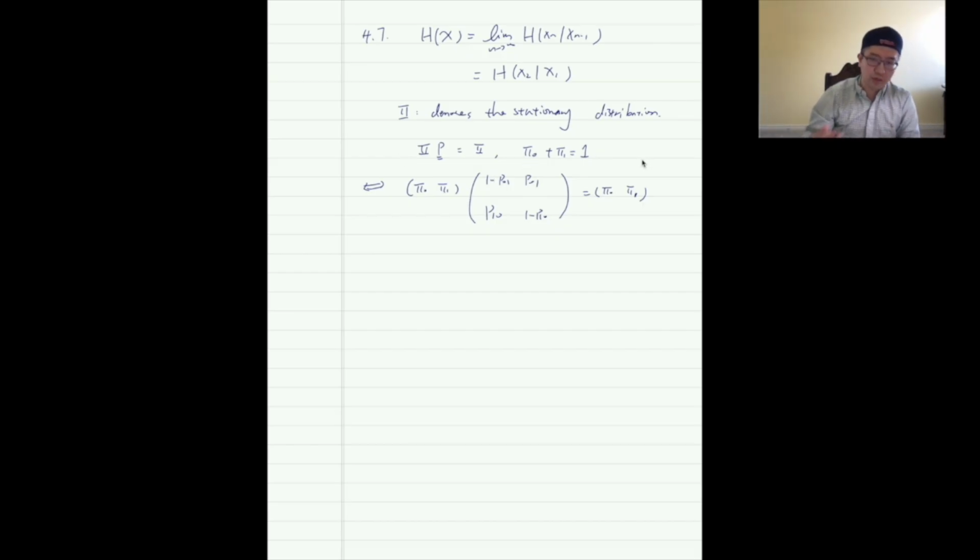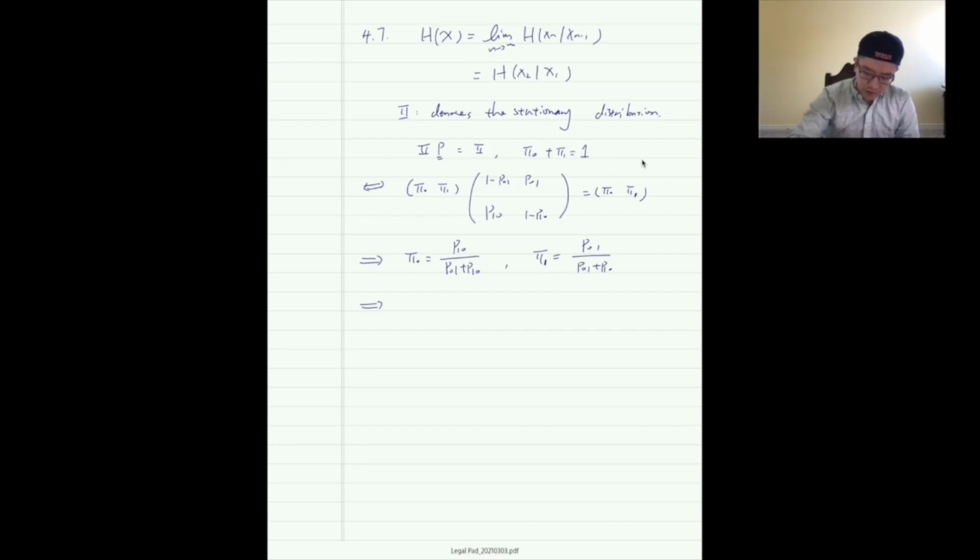Okay, so yeah, you can solve these equations. Therefore, what you can get is pi 0. I will not solve it here, but it should be a pretty straightforward computation. So you get the stationary distribution as something like this: pi 0 equals p10 divided by p01 plus p10, and pi 1 equals p01 divided by p01 plus p10, right?